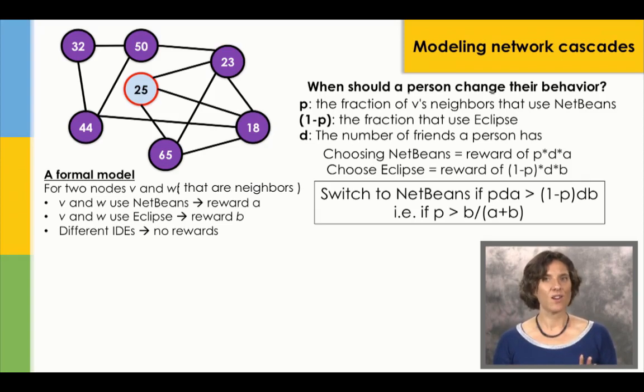So with that, we can set up a situation where we can reason that a person should switch to NetBeans if that reward for using NetBeans is greater than the reward for staying with Eclipse, which you can see there. So if P times D times A is greater than 1 minus P times D times B. And with a bit of algebra, we can rearrange the terms and come up with the inequality you see there at the bottom, which is that a person should switch if P is greater than B over A plus B. So if you think about that inequality for a second, it makes sense. Basically, you should make the switch if enough of your friends use this other technology that it kind of overcomes the goodness of the technology that you happen to be using already.